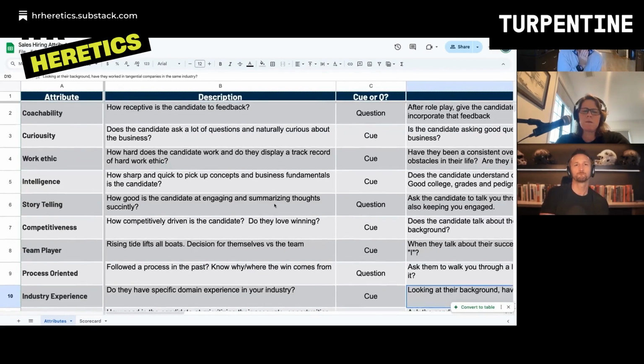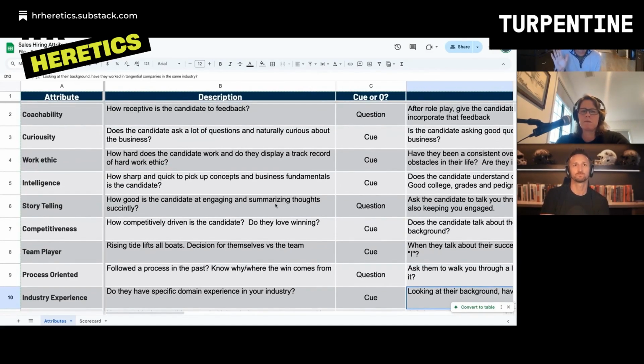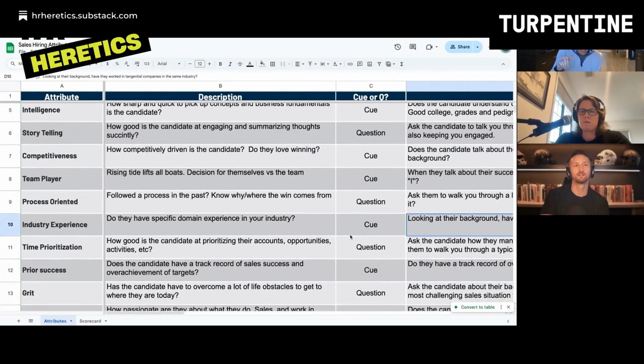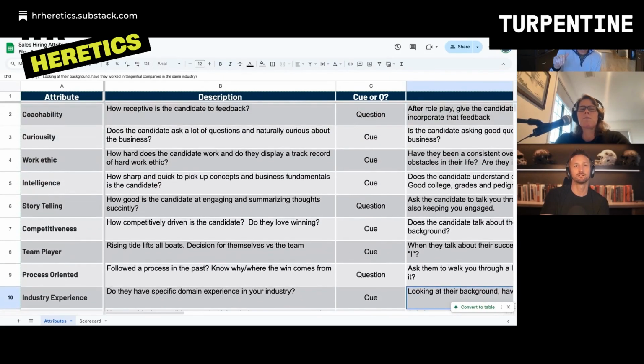One thing to note is a lot of people are like, well, these are too many questions to go by when you're interviewing people. But that's why you have questions or cues. And you notice more than half of these you can answer with cues where you don't even have to ask them a question.